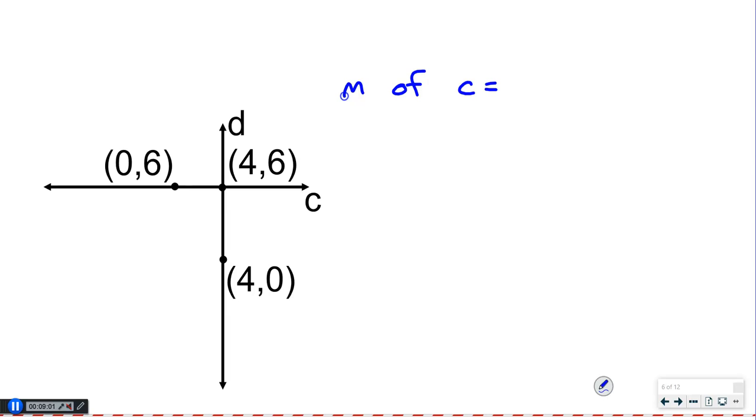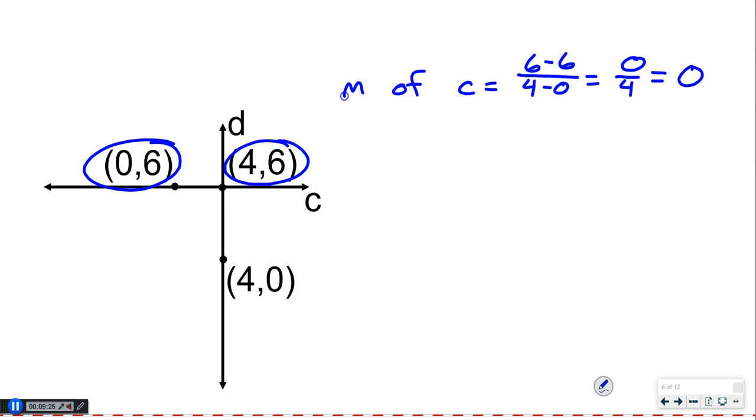So slope of C, we have on line C (4, 6) and (0, 6). So we'll take 6 minus 6, our two y's subtracted, and then 4 minus 0, our two x's. So we get 0 over 4, which simplifies to 0. 0 divided by any number is 0. So our slope of C is 0.